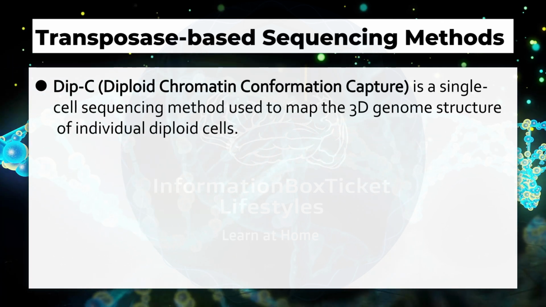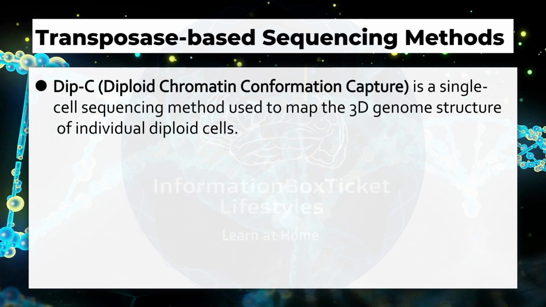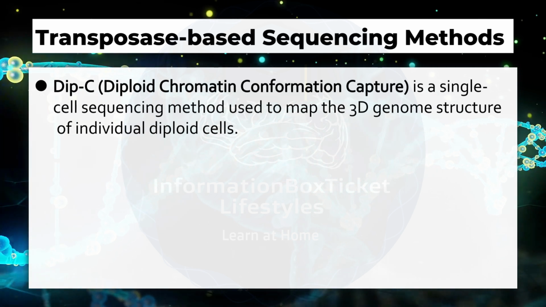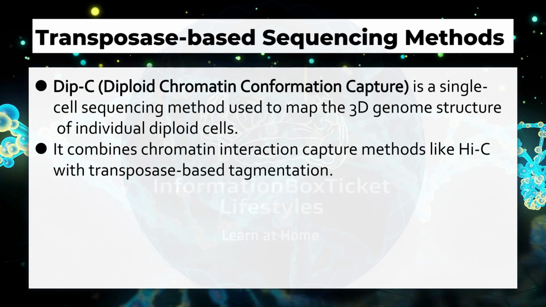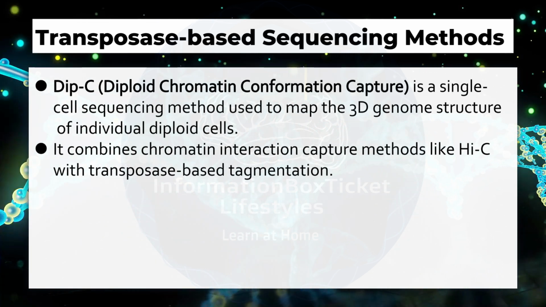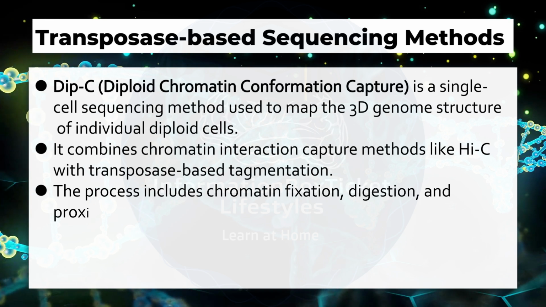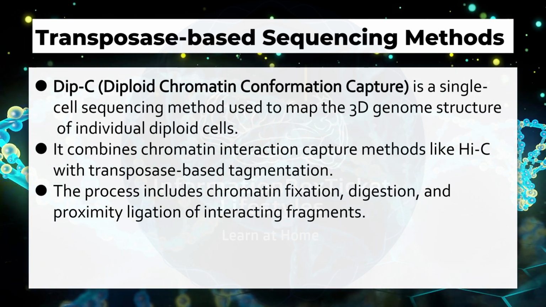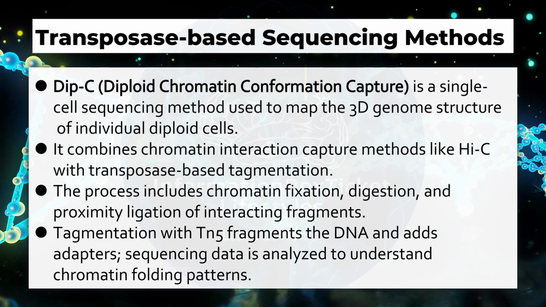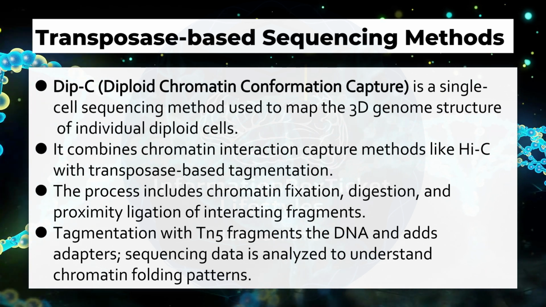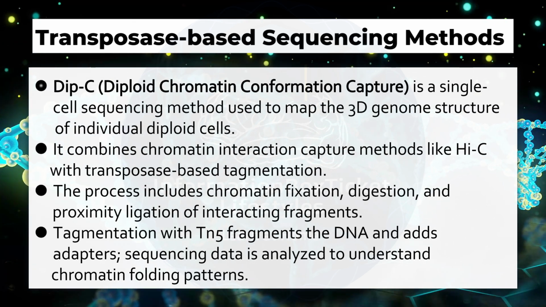Diploid chromatin conformation capture is a single-cell sequencing method used to map the three-dimensional genome structure of individual diploid cells. It combines chromatin interaction capture methods like high-throughput chromosome conformation capture with transposase-based tagmentation. The process includes chromatin fixation, digestion, and proximity ligation of interacting fragments. Tagmentation with Tn5 fragments the DNA and adds adapters. Sequencing data is analyzed to understand chromatin folding patterns.